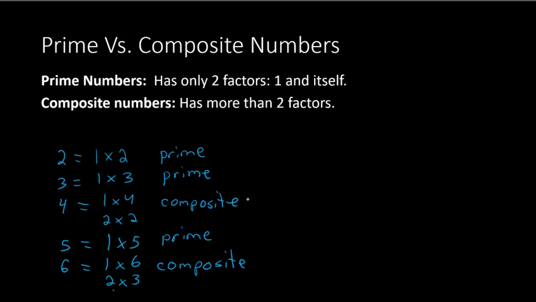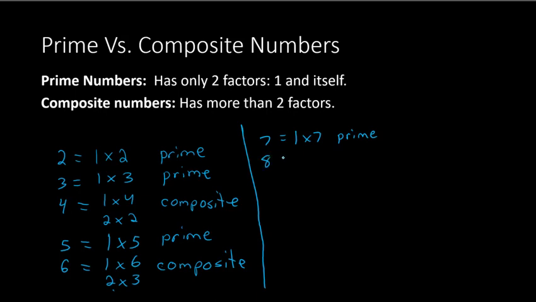Alright, so hopefully you're catching on with this. We'll do a few more just for practice, and see if you can get these on your own the best you can. So let's try the number 7. Is 7 prime or composite? Well, to get 7, we would do 1 times 7, and that's the only way to get 7, right? There's no other way to multiply numbers to get 7, so this would be prime.